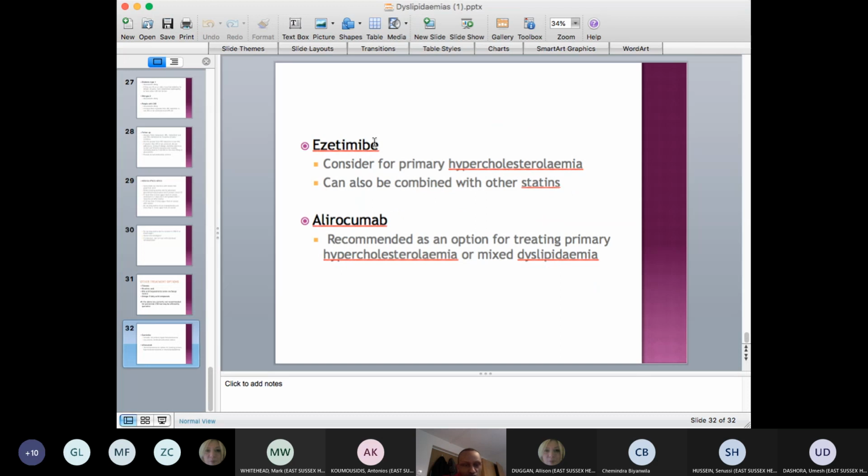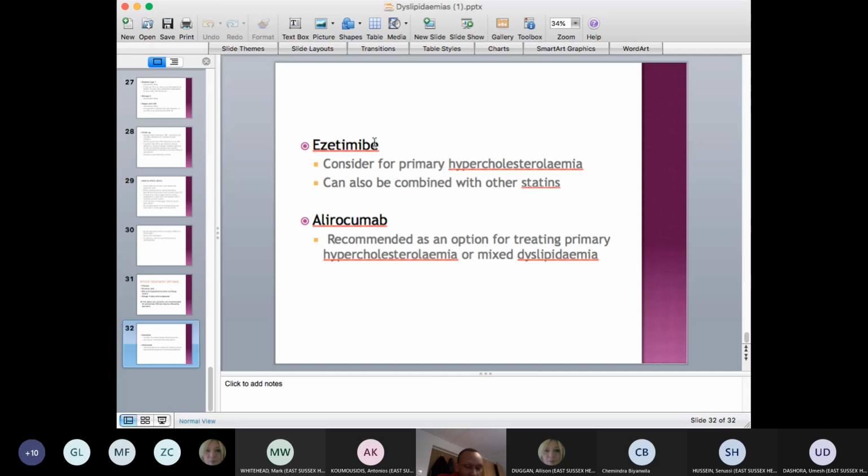There are other medications which you can use as alternatives, or as an adjunct, as an addition. There is ezetimibe, especially if somebody's got primary hypercholesterolaemia, and can also be used if you've tried a statin at the maximum, let's say 80, and still their cholesterol levels, when you measure it again after 3 months, are still very, very high. There are other medications like alirocumab.